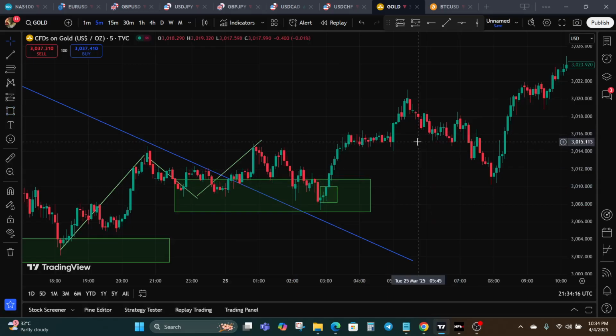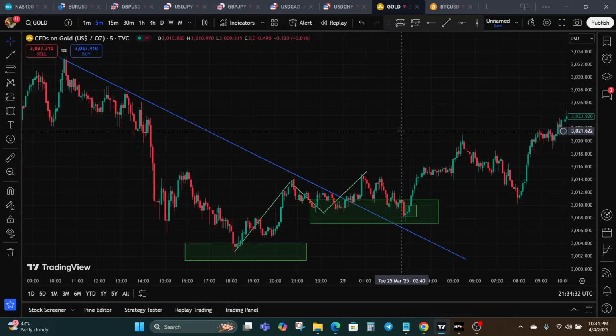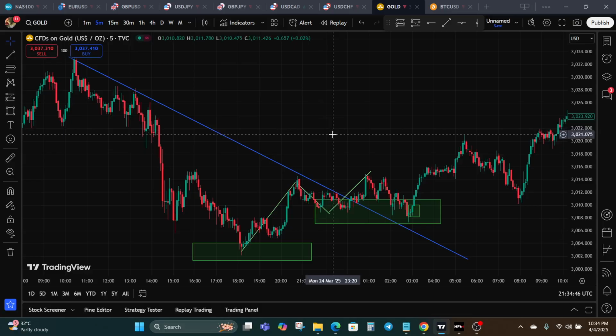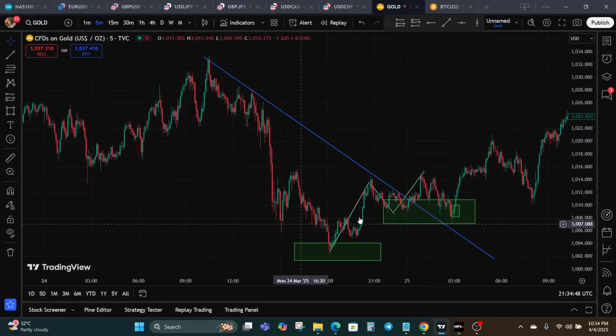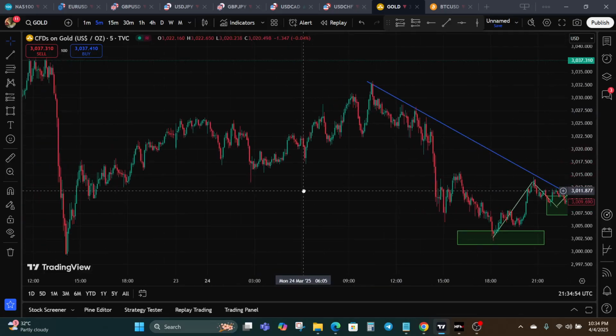So this allows you to trade with the institutions, not against them. You are not reacting to price. You are anticipating where the next move will be based on how the market makers operate. Now let's go over a quick example. So this is just one example that we have identified, right? Let's see if we can find another example.